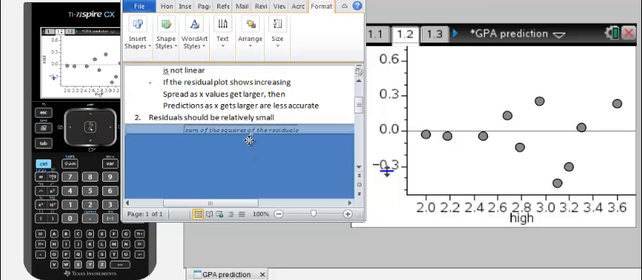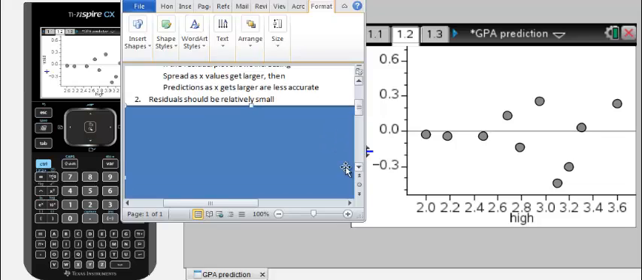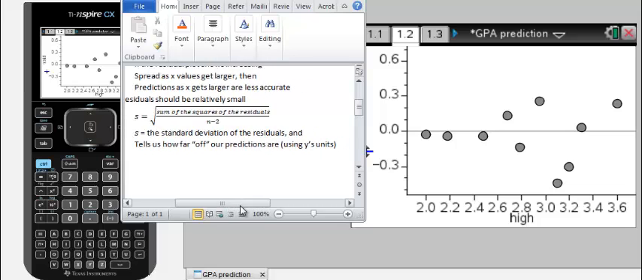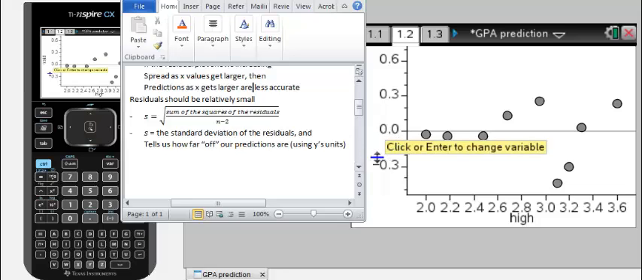There's one other thing that you should know, and that is that the residuals should be pretty small. You shouldn't have too many big gaps. They should be relatively close to that mean and pretty small. Now, what does pretty small mean? There's actually a calculation that you can do, and the calculation is to calculate the S. And the S is the standard deviation of the residuals. And it tells us how far off our predictions are. And it uses the units from the Y. So if we were trying to figure out GPA, it would stay within the GPA range. If the Y value was weight, it would stay with pounds or kilograms.